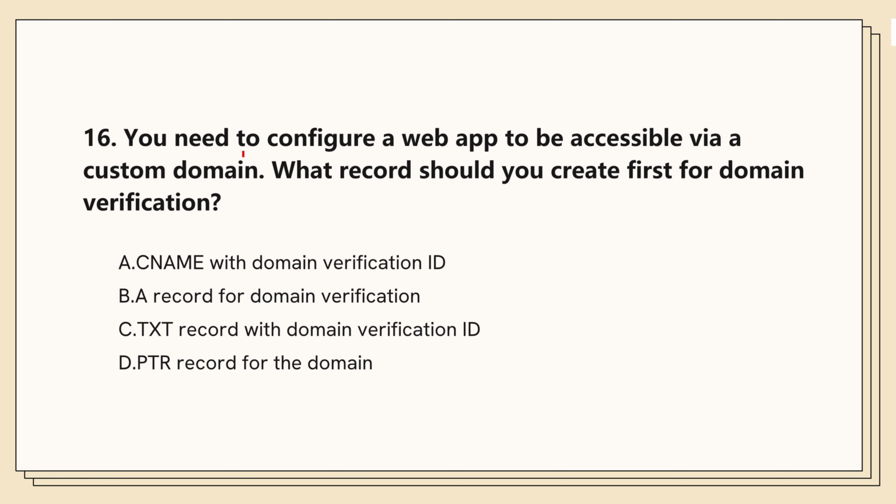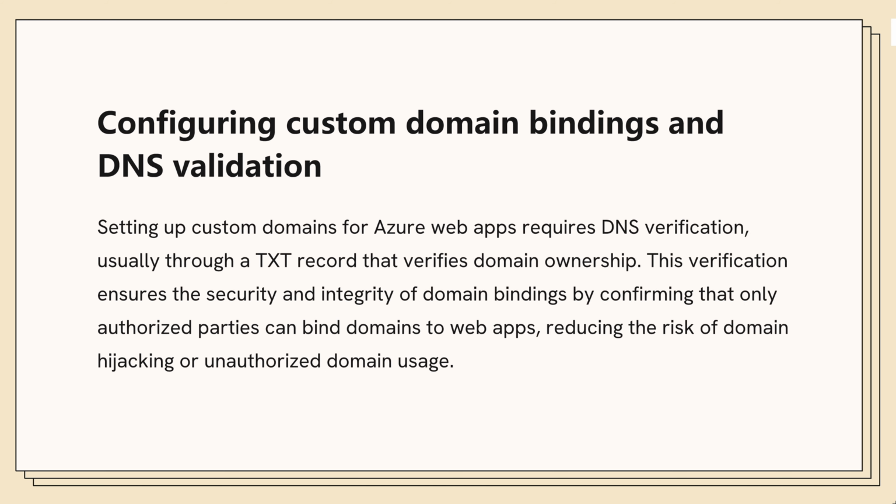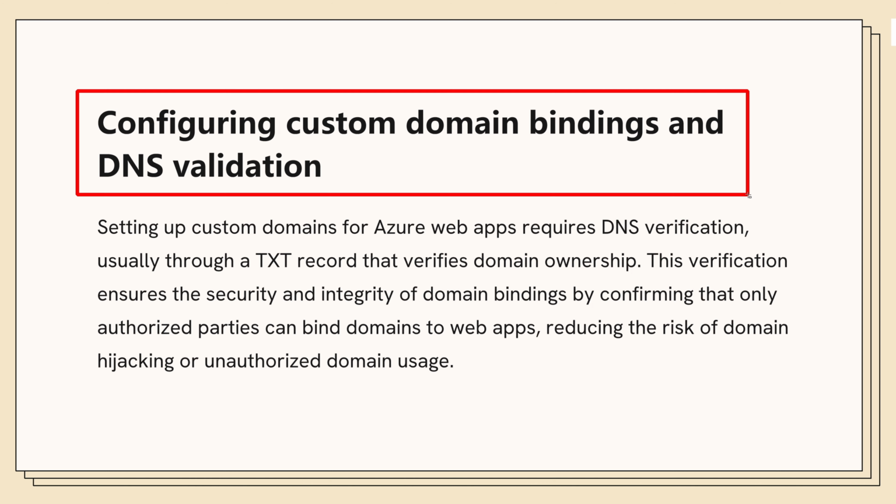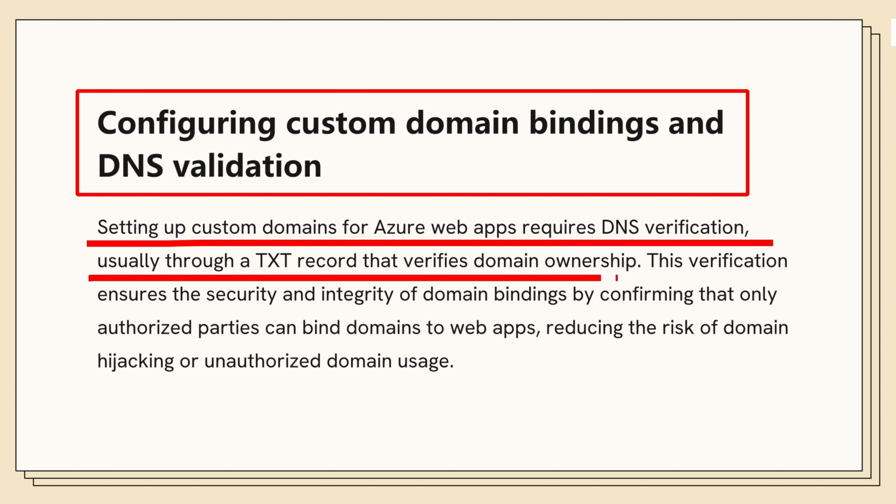Question 16. You need to configure a web app to be accessible via a custom domain. What record should you create first for domain verification? The knowledge points of this question are configuring custom domain bindings and DNS validation. Setting up a custom domain in Azure requires DNS verification, usually with a TXT record, to confirm domain ownership. This keeps the domain binding secure, ensuring only authorized owners can connect their domain to Azure.